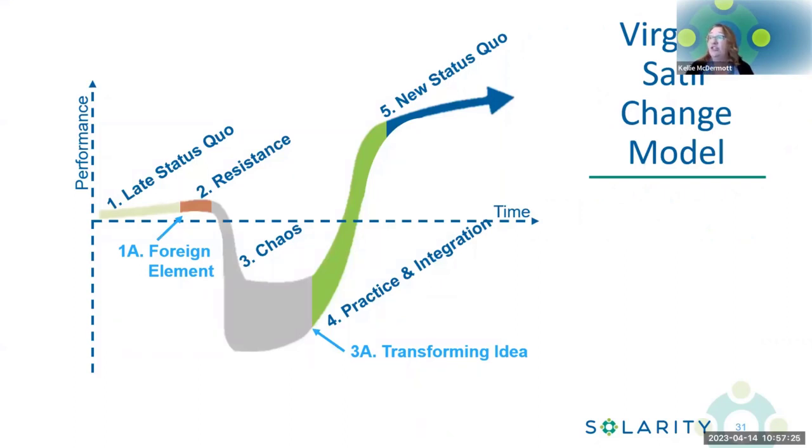This is the Virginia Satir, I think is how you say that, change model. And this is really one of those individual models of helping individuals transition through a change. And it really takes on the elements of grief, like those stages of grief that you go through. Because when people experience a change, there's some emotional response to it.